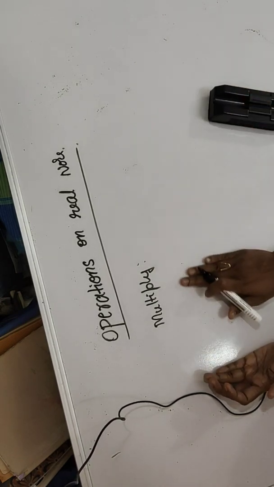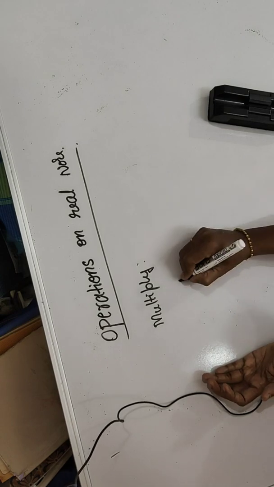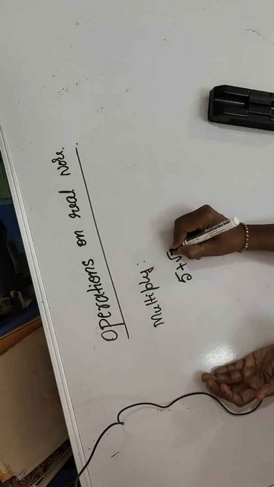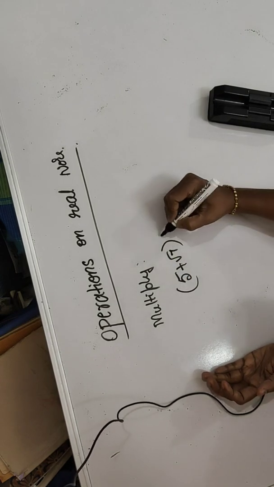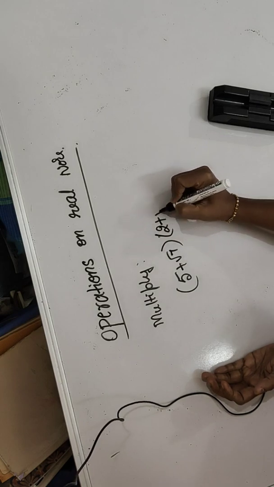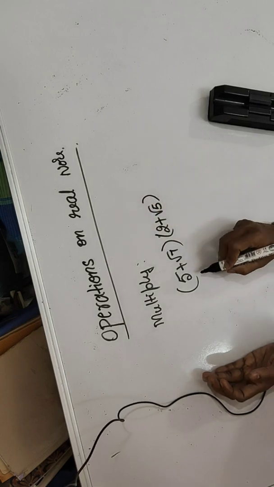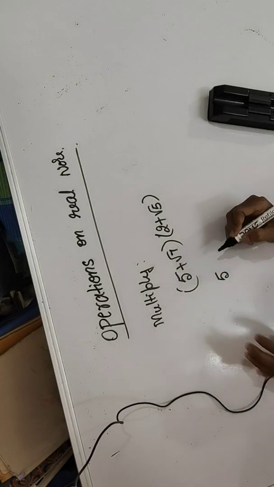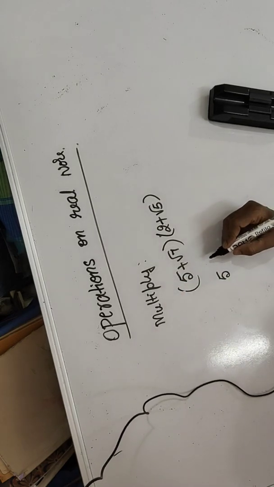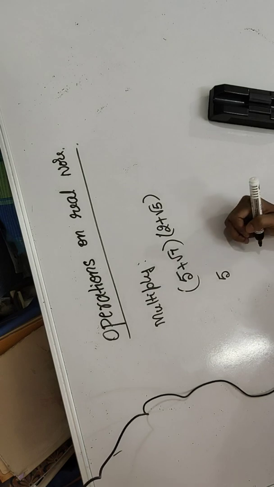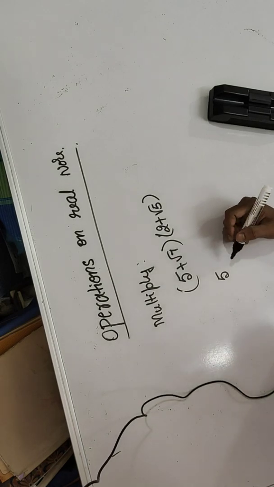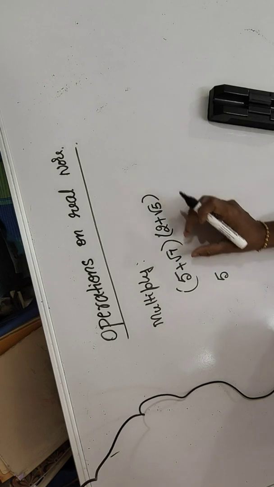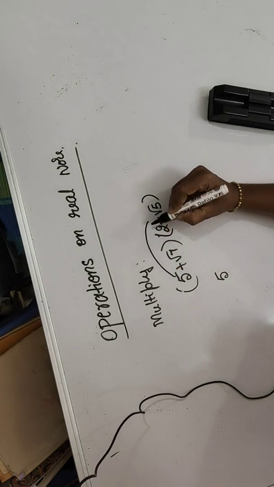Take a slightly bigger number for the multiplication: 5 plus root 7, into, simplify. Now what you have to do for the first one, see properly, because this is a very important one. You must multiply from this to the full set.